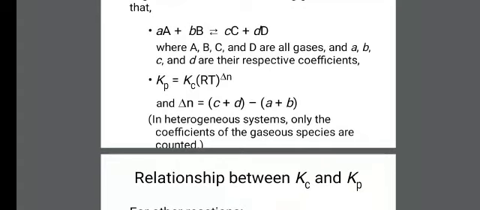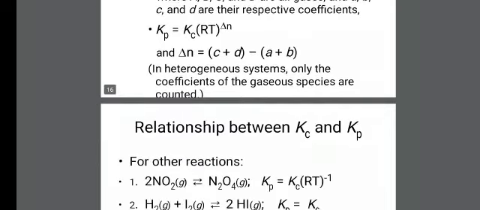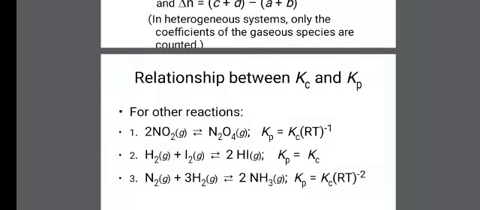There are two types of equilibrium, homogeneous and heterogeneous. In homogeneous equilibrium, the reactants and products are in the same phase, and in heterogeneous equilibrium there are different phases. In the case of a heterogeneous system, only the coefficients of gaseous species are counted. Relationship between Kc and Kp.